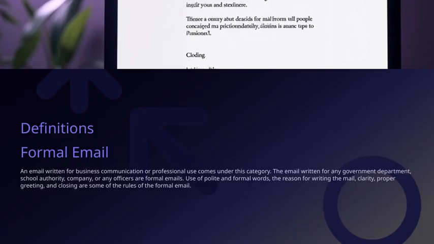So remember, writing a formal email isn't just about the words you choose. It's about creating a respectful and clear line of communication that upholds professionalism at all times. This forms an important part of our overall theme, effective business communication.